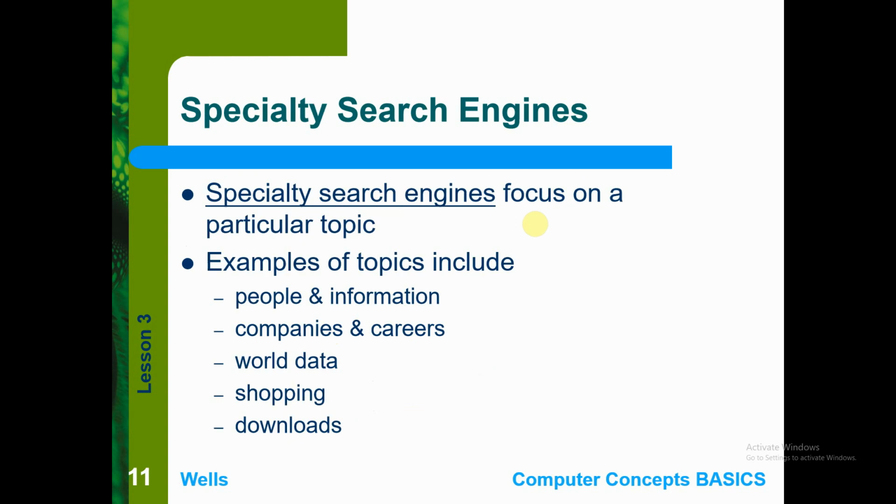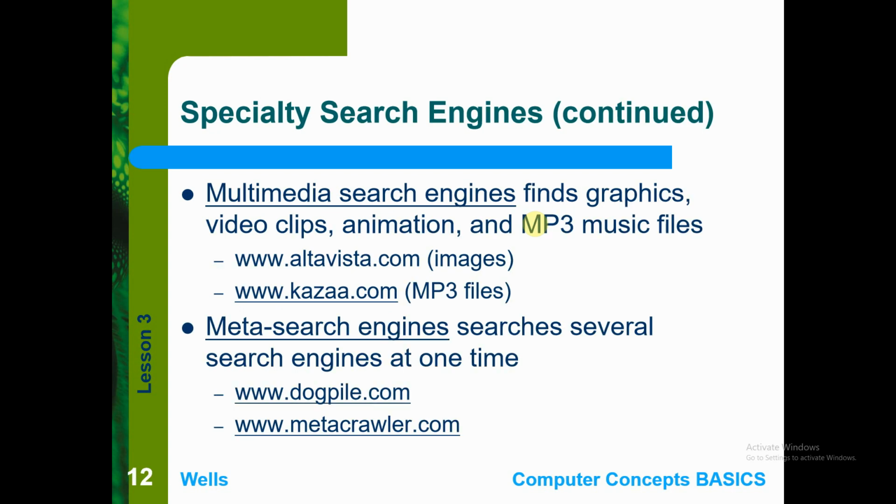So next, specialty search engines. These focus on a particular topic, as the term special suggests. Examples of these topics are people, information, companies, world data, shopping, and downloads. We also have multimedia search engines, specific to file information. There are also video clips, animation, MP3s. We have this website that will search for MP3 files, but with multimedia there are issues with copyright.